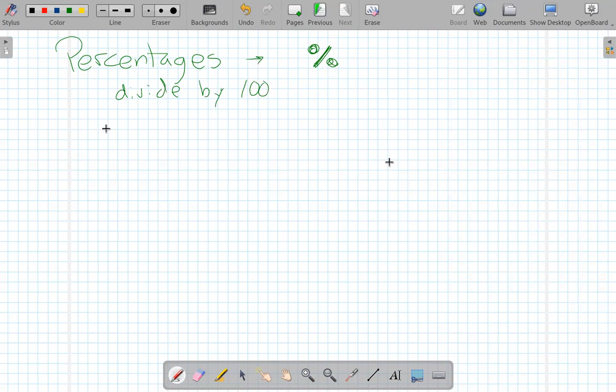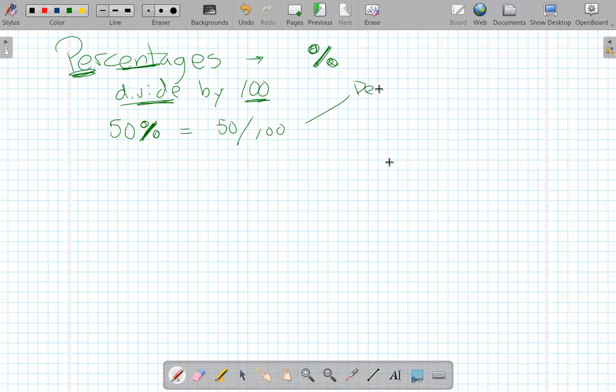So when I see something like 50%, again, per means divide, and cent means 100, and the symbol literally shows me that I ought to divide by a 1 with 2 zeros. So that literally equals 50 divided by 100. Now from there, we could turn that into a decimal, or we could reduce the fraction. So we have two options right there.